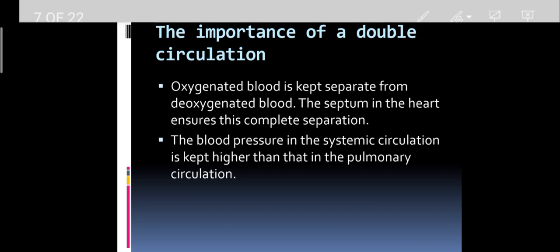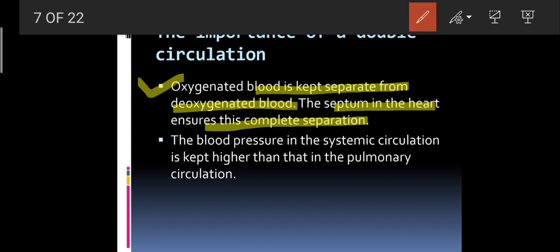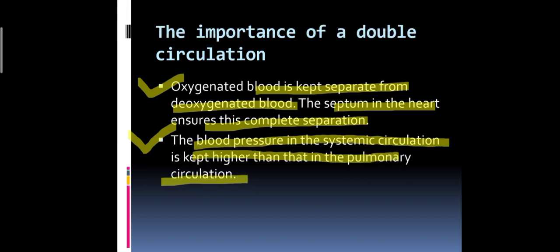So what is the importance of double circulation? Oxygenated blood is kept separated from the deoxygenated blood in double circulation. The septum in the heart ensures this complete separation. So in the heart there is a complete separation of oxygenated and deoxygenated blood. The second function is that the blood pressure in the systemic circulation is kept higher than that in the pulmonary circulation.